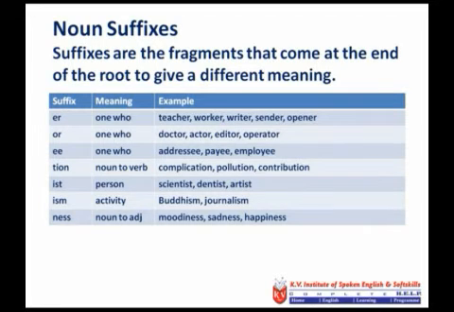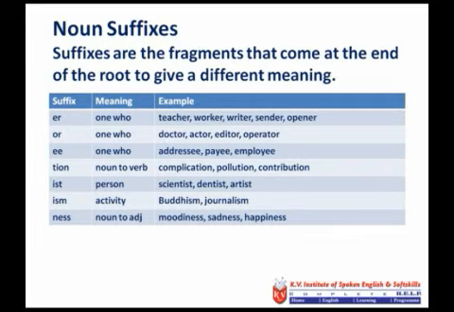Er means one who. This form is used in teacher, worker, writer, sender, opener. Or, which means one who. It can be used in words such as doctor, actor, editor, operator. Ee, which also means one who. And the words are addressee, employee, payee.